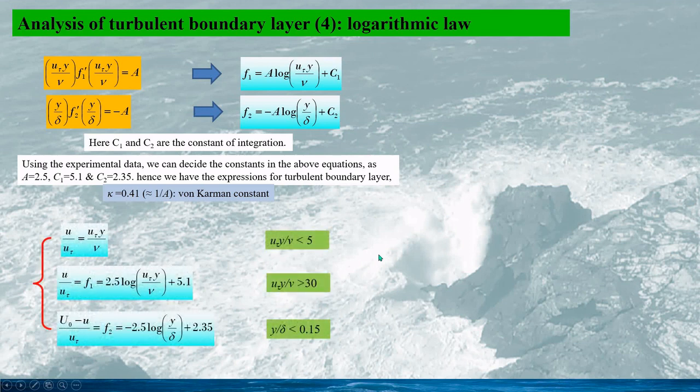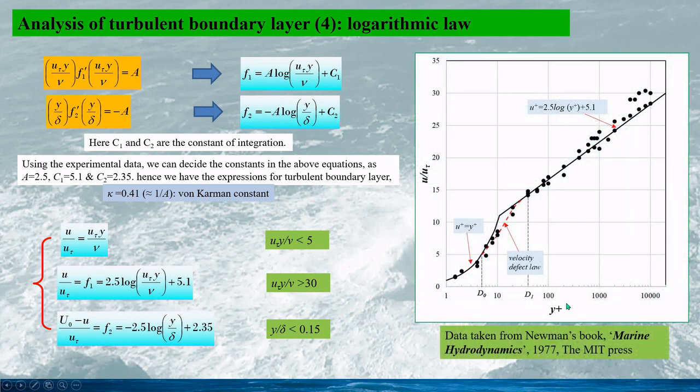Therefore, we have the expressions for the boundary layer, and these equations can be used in different regions within the boundary layer. So in this figure, we can see the standard turbulent boundary layer formulation gives very good agreement with the experiment data. According to Newman's book, Marine Hydrodynamics, there is more data available, and the experiment data include the boundary layer profiles for flat plates, as well as the tubes and the channels. All these boundary layers are the same.